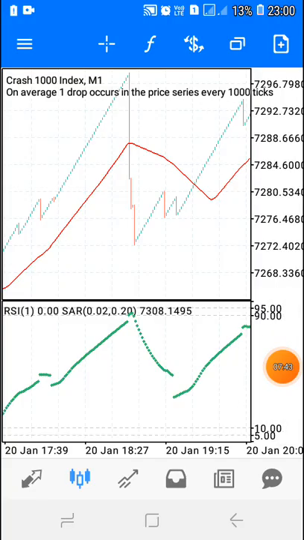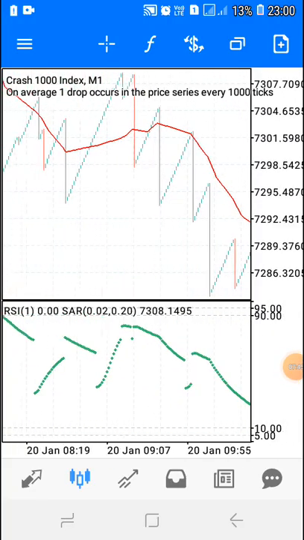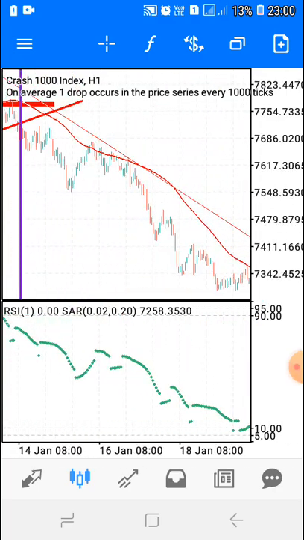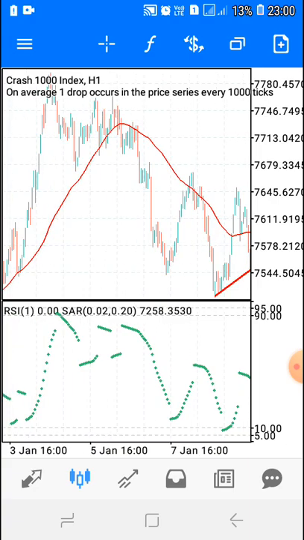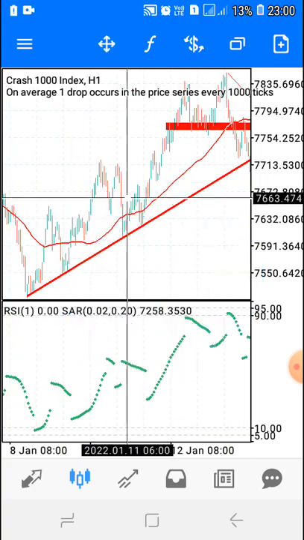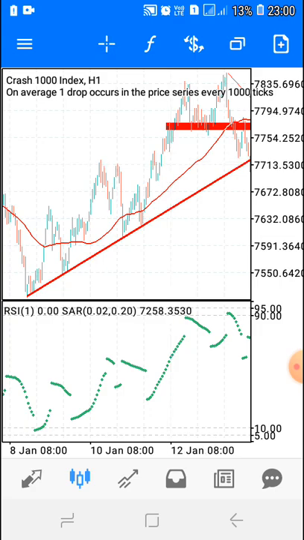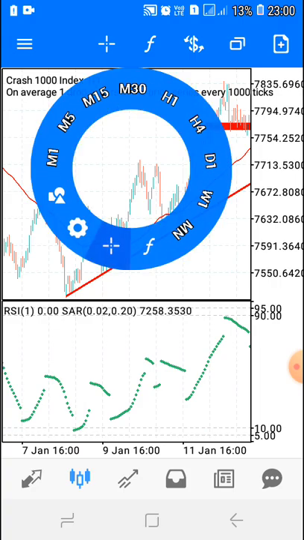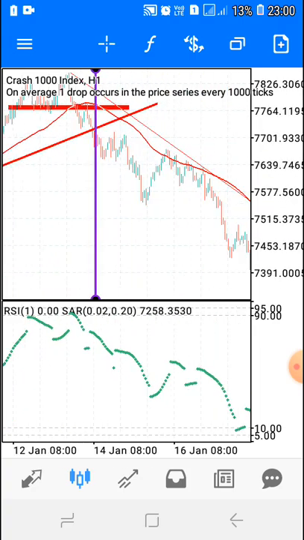So back to the video. As you guys can see, I'm on Crash 1000. The first thing we're going to do is check if the direction of the market is in an uptrend on the 1 hour time frame. Over here, you can see that the market was moving in an uptrend. Once the market is in an uptrend on Crash 1000, you're only going to take buys. At the moment, the market is moving in a downtrend.